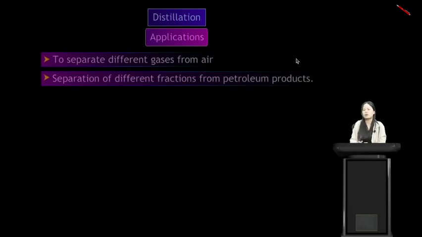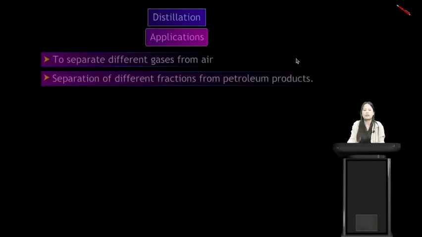Yes, and the centrifugation method is also used in washing machines to squeeze out the water from wet clothes. Okay, now the next method that we discuss is the separating funnel method. Yes, the separating funnel method is used to separate components of immiscible liquids, liquids which do not mix well with each other. The example we took was water and oil. So by using this separating funnel method, we can separate the immiscible liquids.